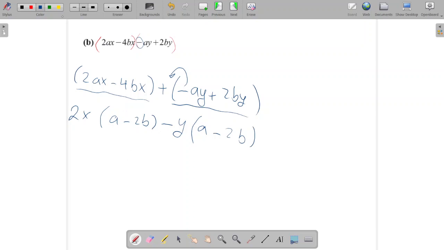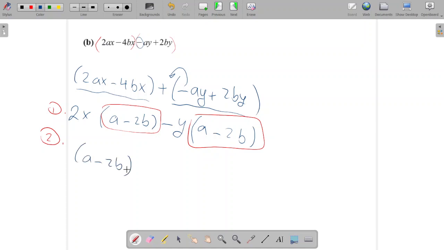Now when you look at these two, this is step number 1. Step number 2, you look at these two brackets, you notice that they are the same, right? So you're going to use them to factorize what is left. You're going to write this bracket, the a minus 2b, and you're going to factorize the rest because both of them are multiplied in 2x and minus y. You open a bracket, you'll say that this bracket here could be factorized. It's multiplied in 2x, this one minus y.